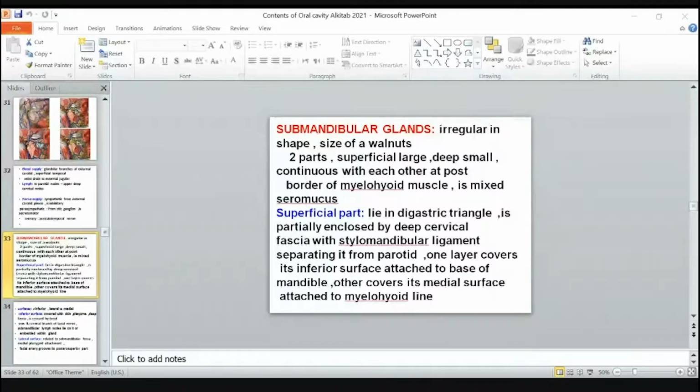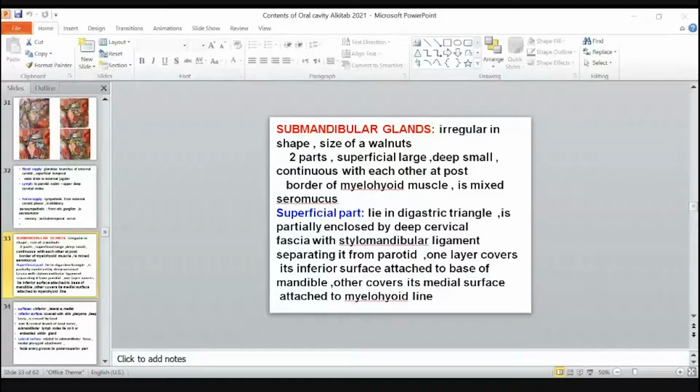This portion becomes continuous at the posterior free border of the mylohyoid to become the deep part. The deep part lies here in the floor of the oral cavity above the mylohyoid muscle, and from it emerges the duct of the submandibular gland. This deep portion is related to the floor of the oral cavity, and it's covered by mucous membrane, which has been removed from it. This is the cut edge of the mucous membrane of the oral cavity.